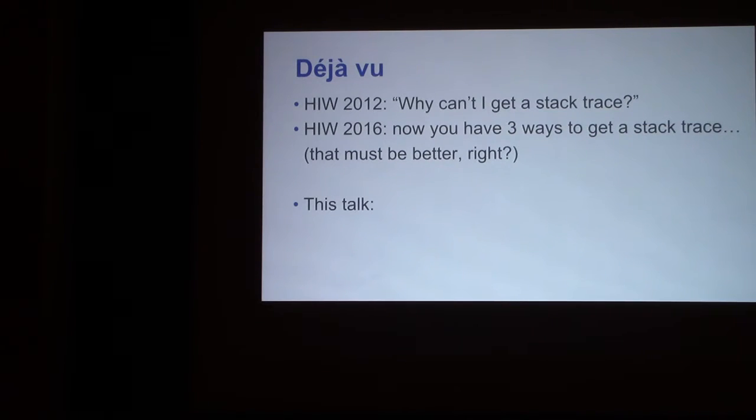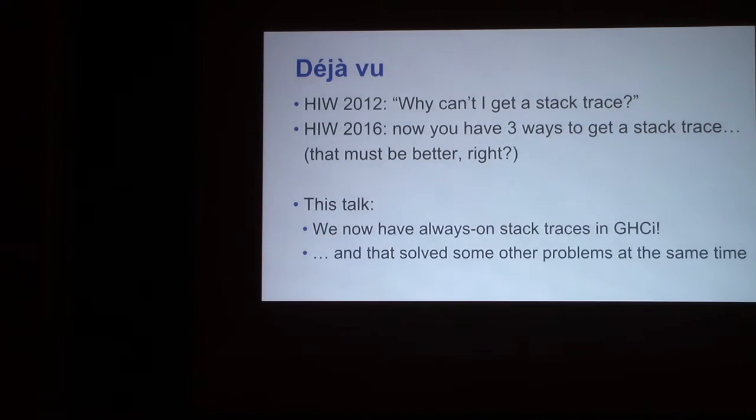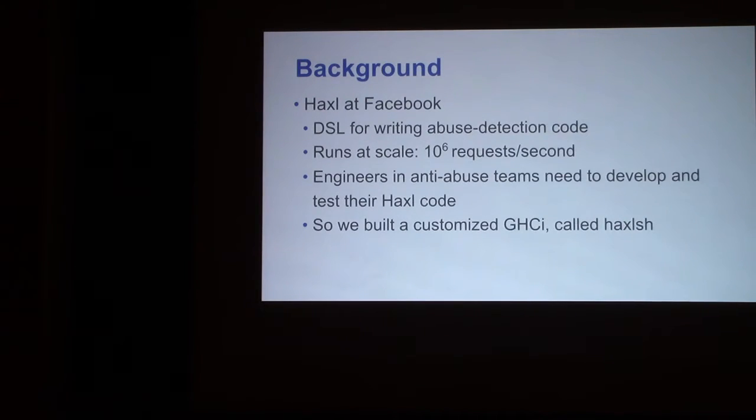So during this talk, I'm going to tell you about the always-on stack traces that we now have in GHCi, in GHC 8, and how the process of implementing that solved some other problems at the same time. So, the background for why I started working on this, there's this Haxel project at Facebook, and Haxel is a DSL for writing abuse detection code.